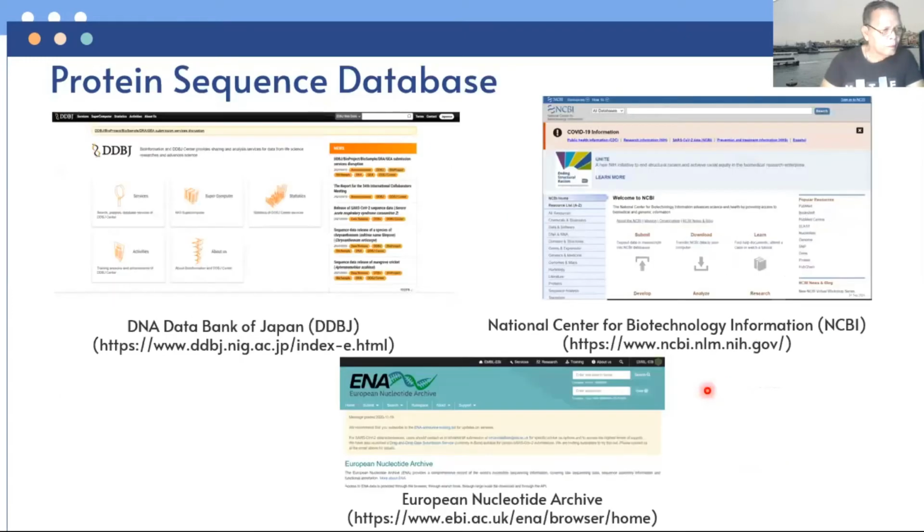The protein database is a collection of sequences from several sources, including translations from annotated coding regions. There are three main sequence databases. The DNA Data Bank of Japan, we call this one DDBJ, the EMBL nucleotide sequence database, this one, and the National Center for Biotechnology Information, GenBank, this one.